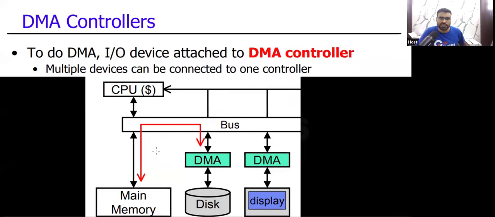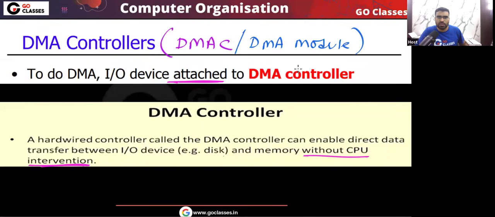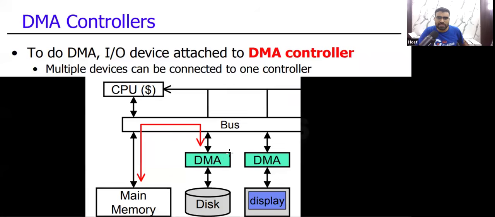In this diagram, you can easily see the DMA controller. For example, this is the system bus, and this is your IO device. This is another IO device, that is your display. And this IO device is connected to DMA. This is your DMA controller. Remember, we can also call it DMA only. Sometimes we call it DMAC, meaning DMA controller, or DMA module, but sometimes we can also call it DMA only.